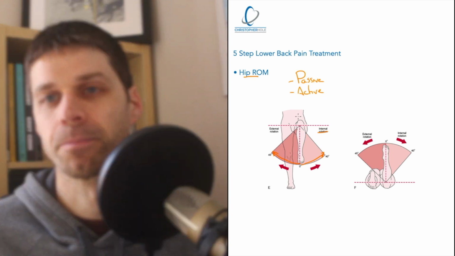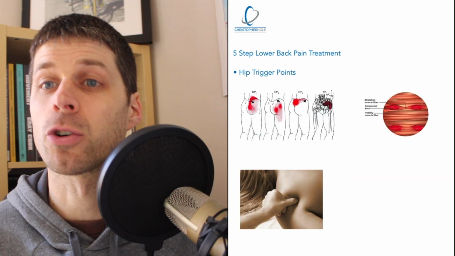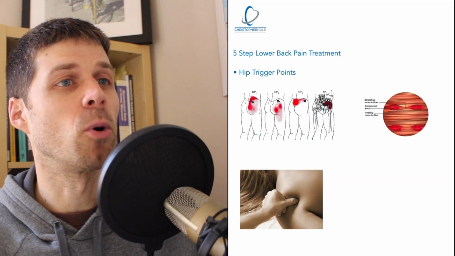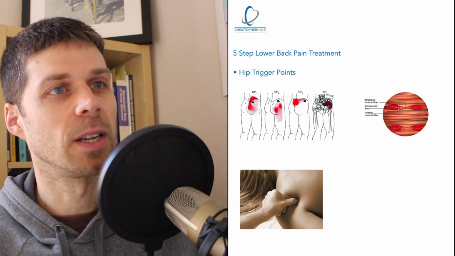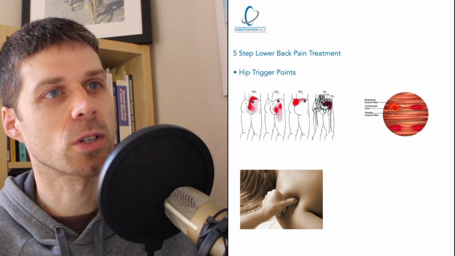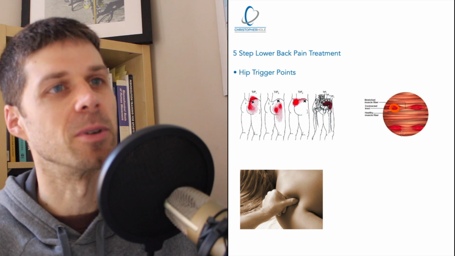Next are hip trigger points. Now, trigger points are essentially little tiny knots in muscle fibers.